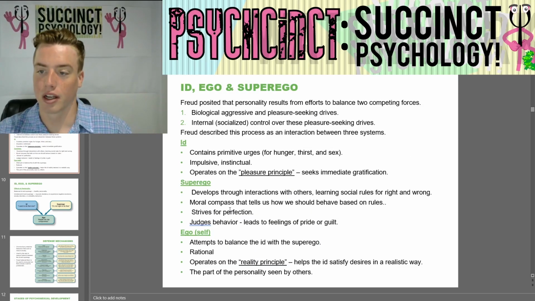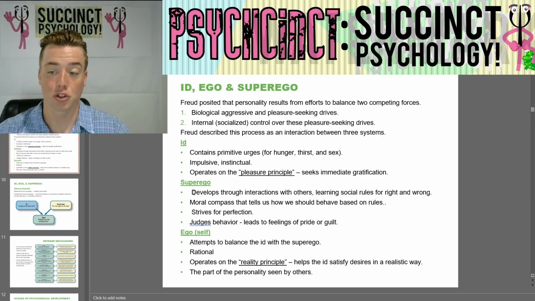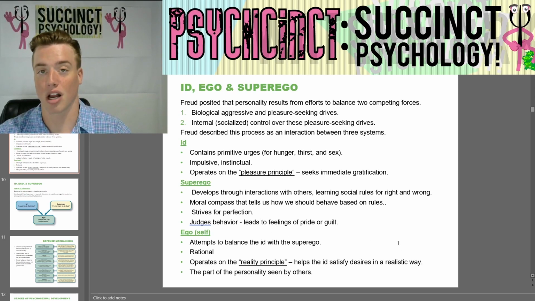Remember, glacier. So the id contains primitive urges for hunger, thirst, and sex. It is impulsive and instinctual, and it operates on the pleasure principle, so you seek immediate gratification. And the superego develops through interactions with others, learning social rules for right and wrong. A moral compass that tells us how we should behave based on rules, it strives for perfection and judges behavior. So if you're not being perfect, you're not being moral, which leads to feelings of pride or guilt.